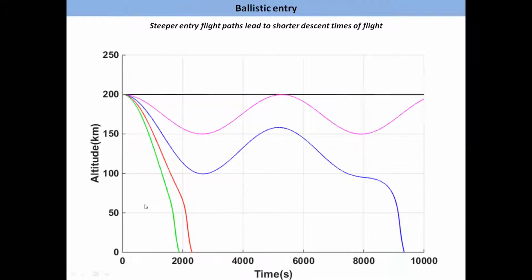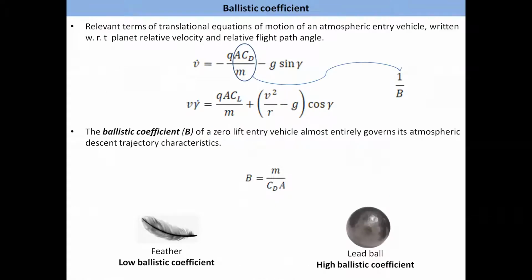Okay. Now, if you look at the altitude profiles of these trajectories, you can see what happens there. The steeper flight paths lead to shorter descent times of flight. Now, if you look at the translational equation of motion of an atmospheric entry vehicle, you will see that for a vehicle with no lift, that is only aerodynamic drag, the ballistic vehicle, a number called the ballistic coefficient, which is the ratio of mass and the drag area of the vehicle, is what decides the trajectory characteristics, given that the trajectory starts from a fixed point.